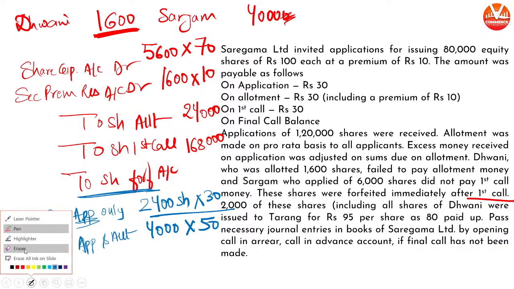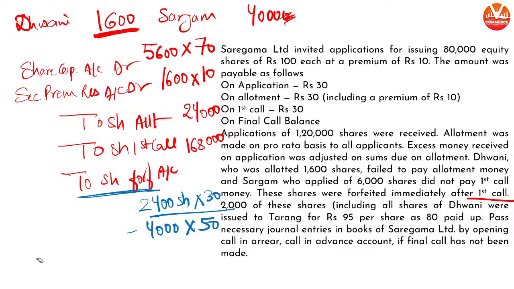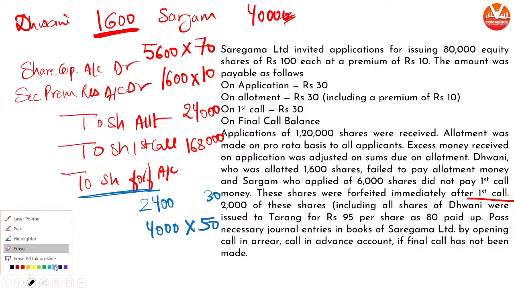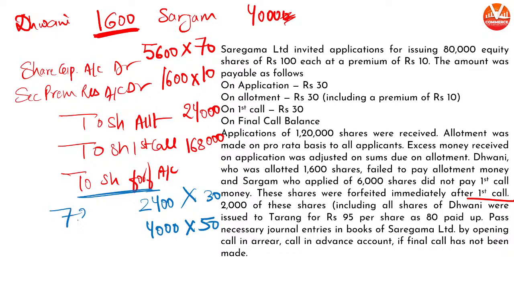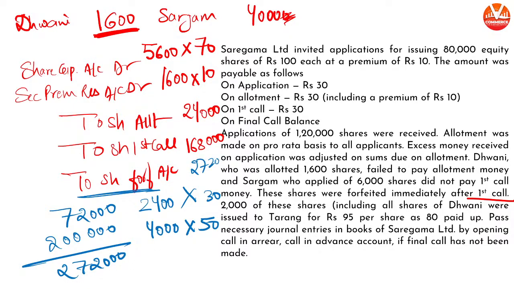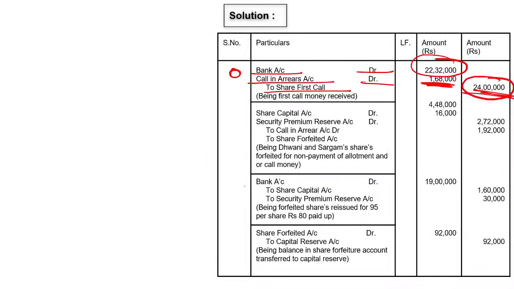So now you will do the total of this. 2400 multiplied by 30, it will be 72,000. And 4000 multiplied by 50, it will be 2 lakh. So total money received is 2,72,000. So this is the journal entry for forfeiture.